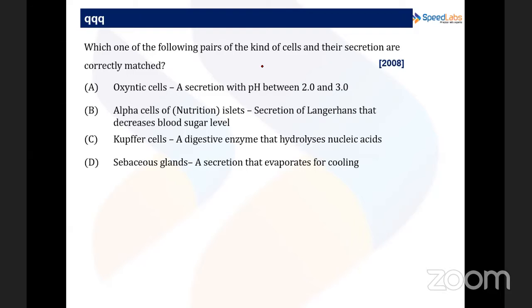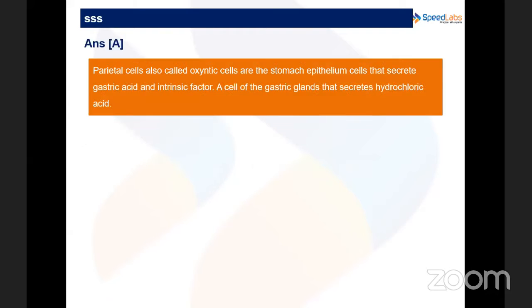It is similar to the previous question we had, but with a slight modification. So the answer is parietal cells, also called oxyntic cells, that secrete gastric acid, intrinsic factor, and hydrochloric acid HCl, which provides acidic pH.